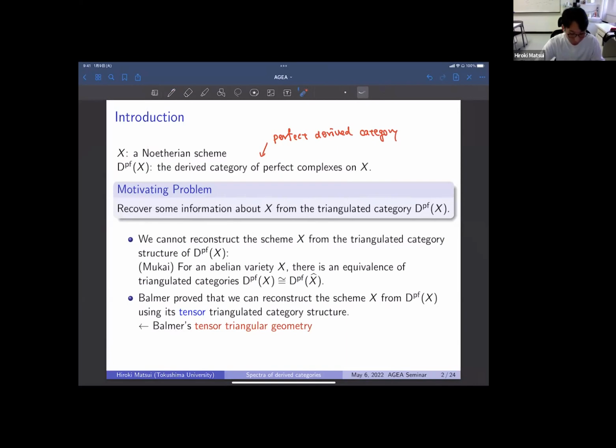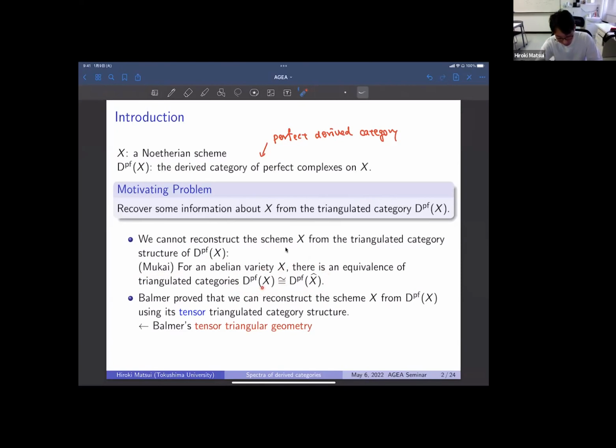The motivation of this talk is the following problem: recover some information about a scheme X from this triangulated category. And it is known that we cannot reconstruct the scheme X from the triangulated category structure of the perfect derived category. Indeed, it is shown by Mukai that on an abelian variety X, there exists an equivalence of triangulated categories between the perfect derived category of X and the perfect derived category of the dual of X.